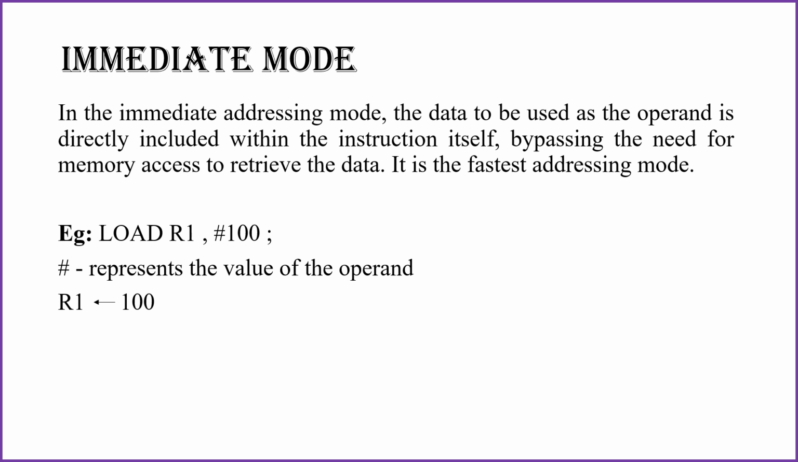We have the immediate addressing mode. In immediate addressing mode, the operand is directly given in the instruction itself instead of being stored in a memory location or a register. So the CPU doesn't have to look anywhere else. It just uses the value provided in the instruction. Also, immediate mode is the fastest addressing mode because it bypasses the need for memory access to retrieve the data. The example instruction given here is load R1, #100. Here, the hash symbol is used to represent the value of the operand. So, the value 100 will be directly loaded into the register R1.